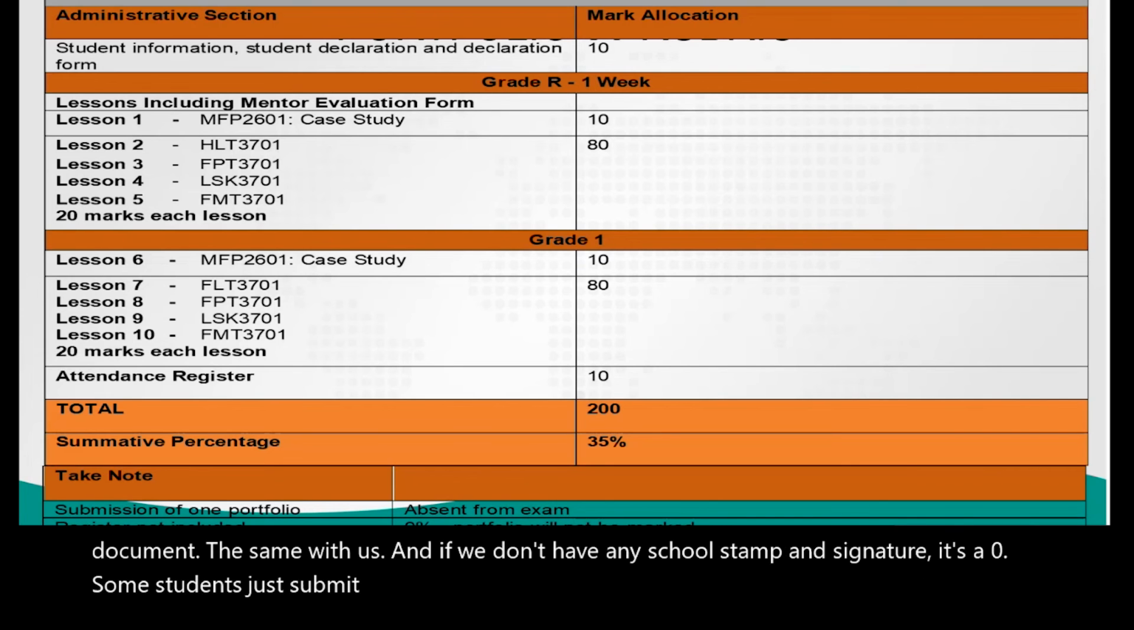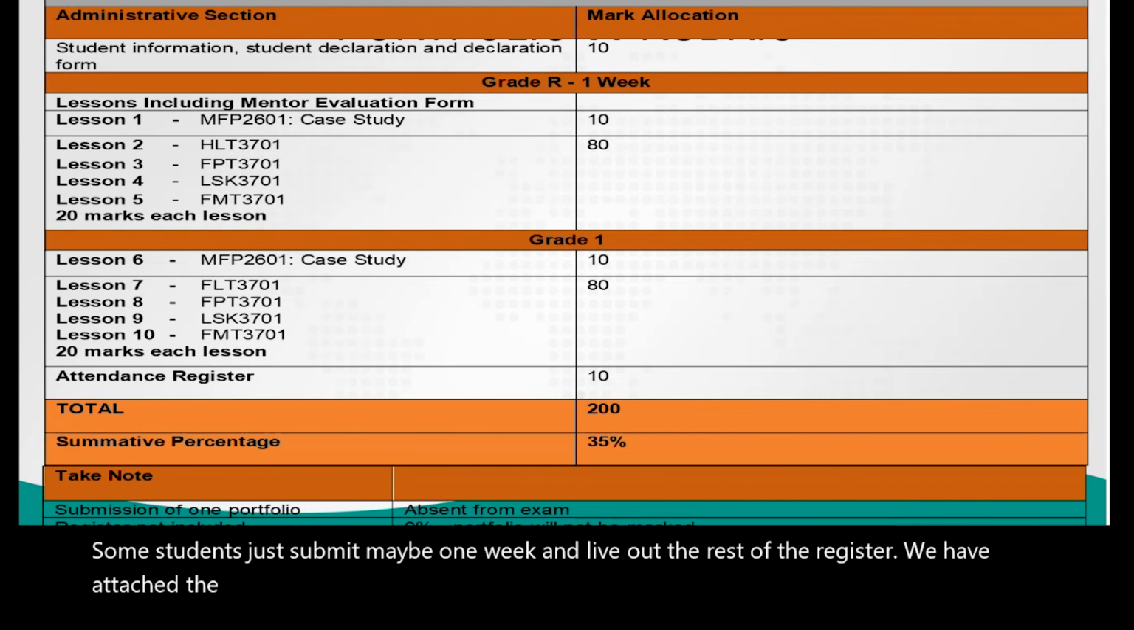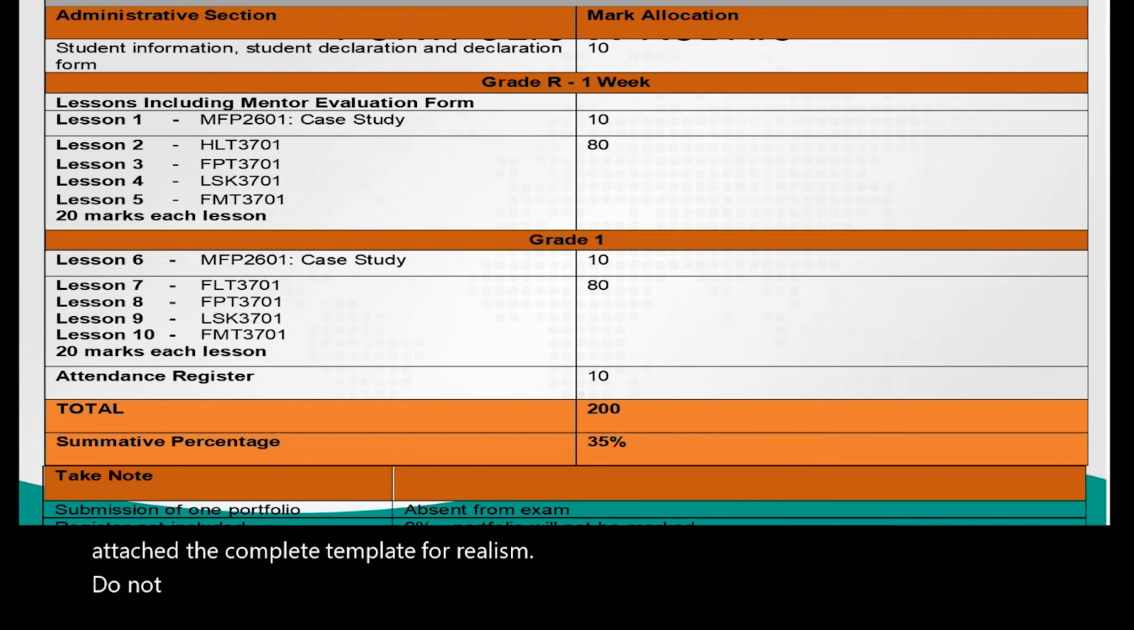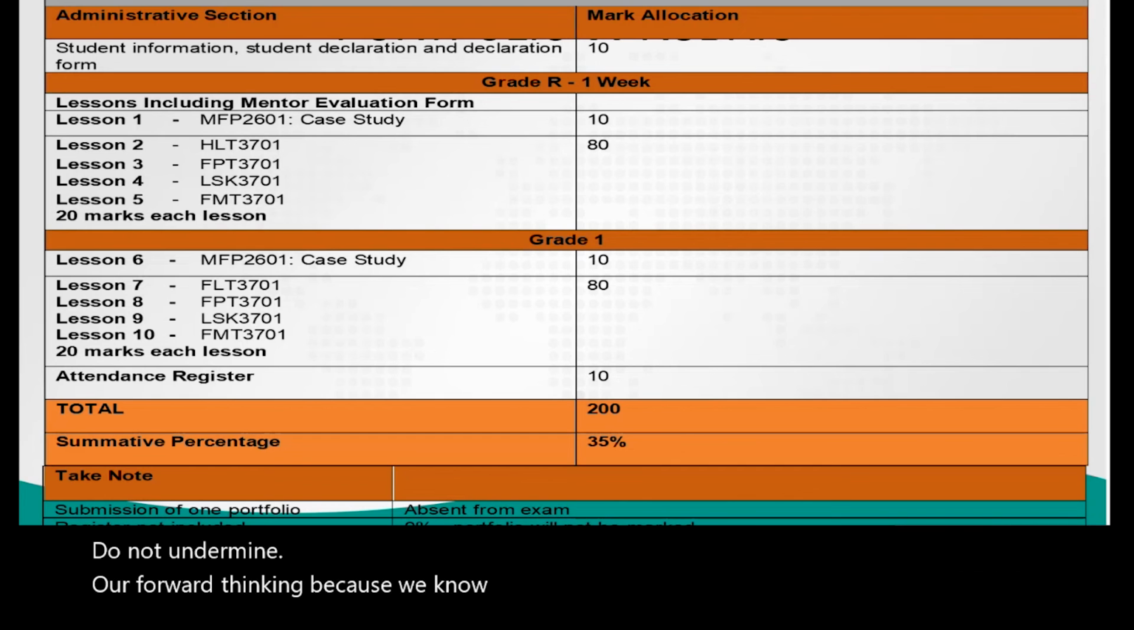Some students just submit maybe 1 week and leave out the rest of the register. We have attached the complete template for a reason. Do not undermine our forward thinking, because we know why we do the things that we do.